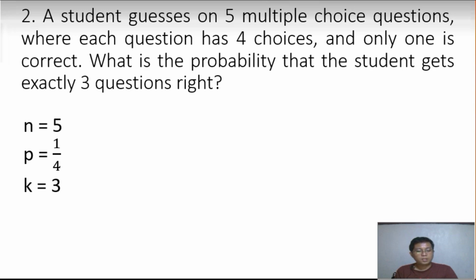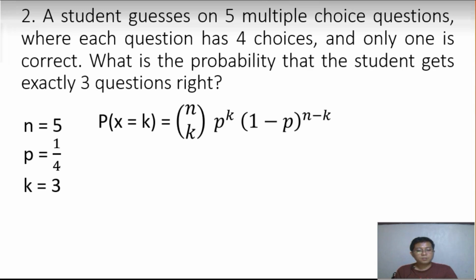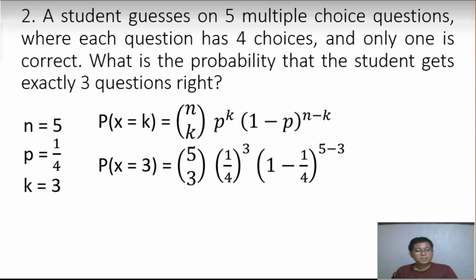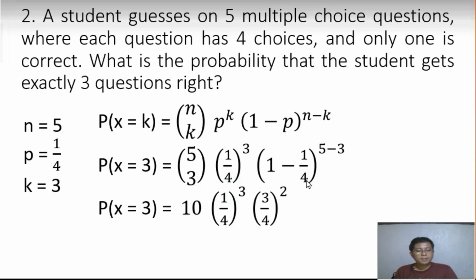Since we already obtained the values of n, p, and k, we need to substitute that in our probability mass function. So by substitution, the probability of x equals 3 equals 5 choose 3 times 1/4 raised to the 3rd power times the quantity 1 minus 1/4 raised to 5 minus 3. So we will simplify this one using combination. So that will be 10. And then 1 minus 1/4 is 3/4.